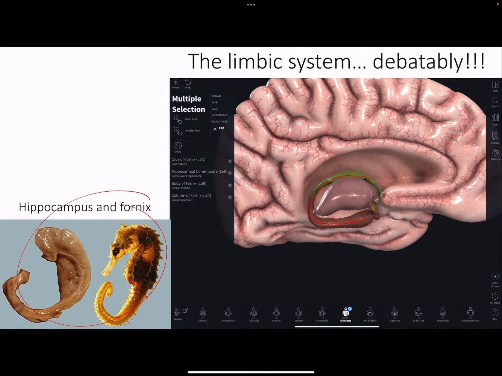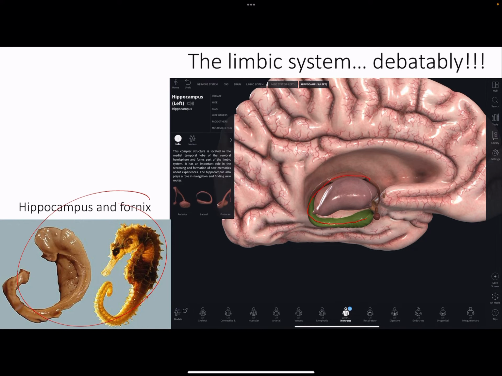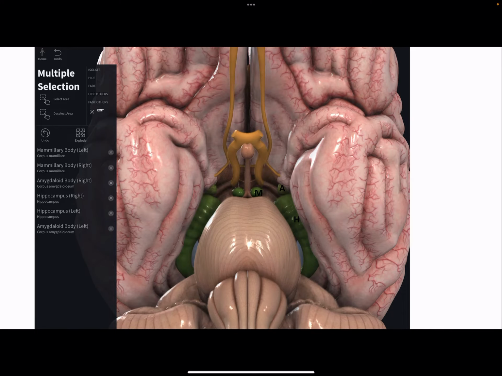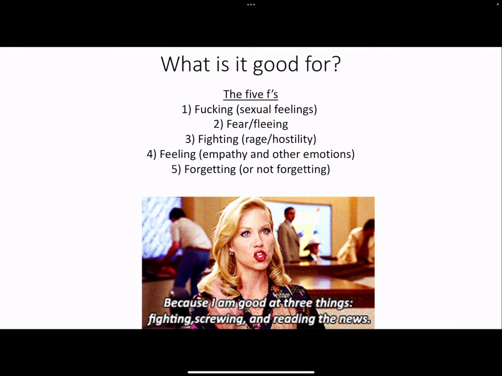So we're highlighting on the fornix right now, and then we're going to go to the hippocampus. So now we're in the hippocampus connected to the amygdala, and then a little bit more medially, we have the mammillary body. And then the cingulate gyrus arguably is part of it as well. We can see this again, the mammillary body is peeking up right above the pons right there. Here we have the amygdala connected to the hippocampus. It's good for the 5 Fs, fucking, fearing, fleeing, fighting, feeling, and forgetting, so arguably 6.